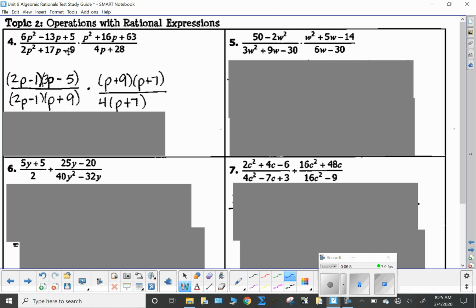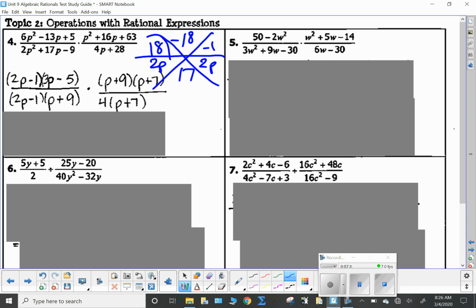2 times negative 9, factors of negative 18 that will add to positive 17, and then split it up. I will do the 2 and the negative 19 right over here, just so you can see the factoring again. 2 times negative 9 is negative 18, factors that add up to positive 17. I have a 2p squared, so I'm going to just put 2p underneath here. Now, I've got 18 and negative 1.